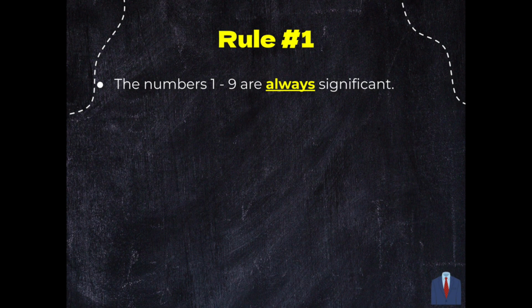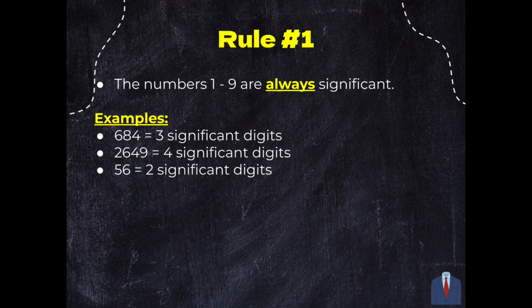Starting with the first rule, the numbers 1 to 9 are always significant. So if you have a number like 684, it has 3 significant digits because it only contains numbers from 1 to 9. Applying that same logic, the number 2649 has 4 and the number 56 has 2.